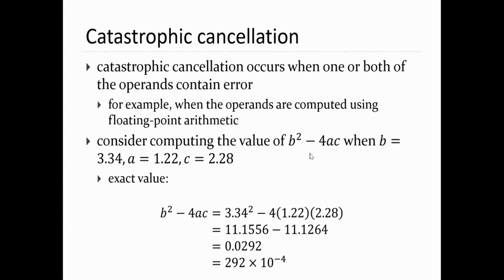This is an example using the quadratic formula. Inside the quadratic formula, you have to compute the quantity b squared minus 4ac and then take its square root. What happens if b squared is almost equal to 4ac? For example, when b is 3.34, a is 1.22, and c is 2.28. Just do the math and crunch through the results, and you end up with the true value. This is calculating the true value, not calculating the result using floating point arithmetic. So the true value is 292 times 10 to the minus 4. That's what you should actually get.